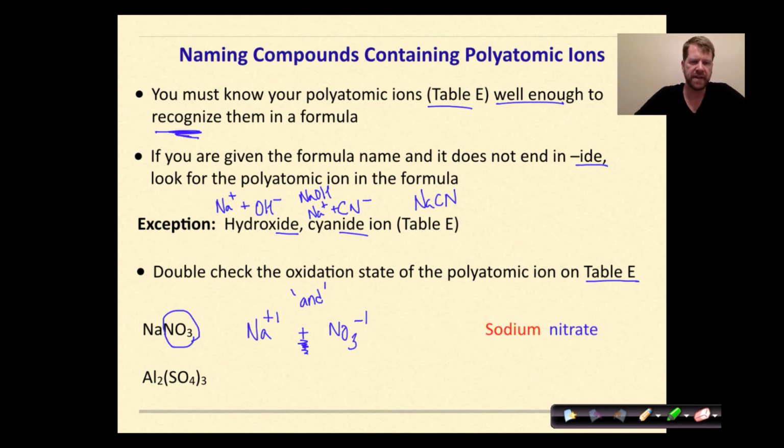Now for this next example, I'm thinking picture method in my mind. I have aluminums, and you know aluminum is +3. I look at the formula, I have 2 of them. That's going to add up to a +6 charge.